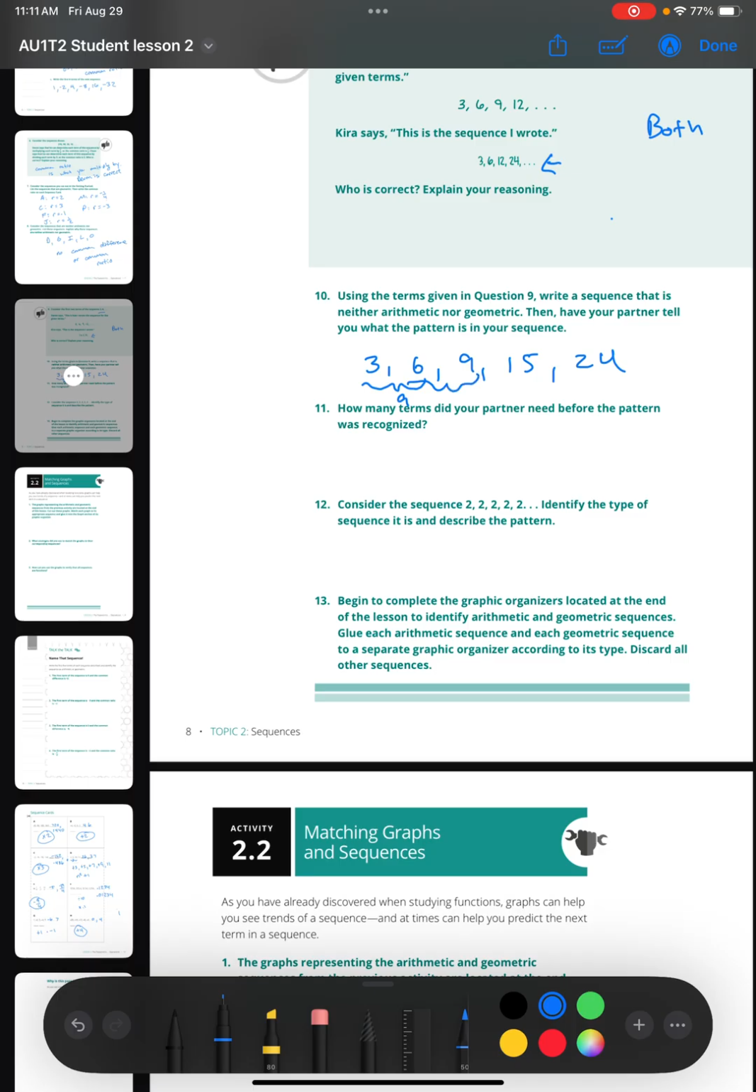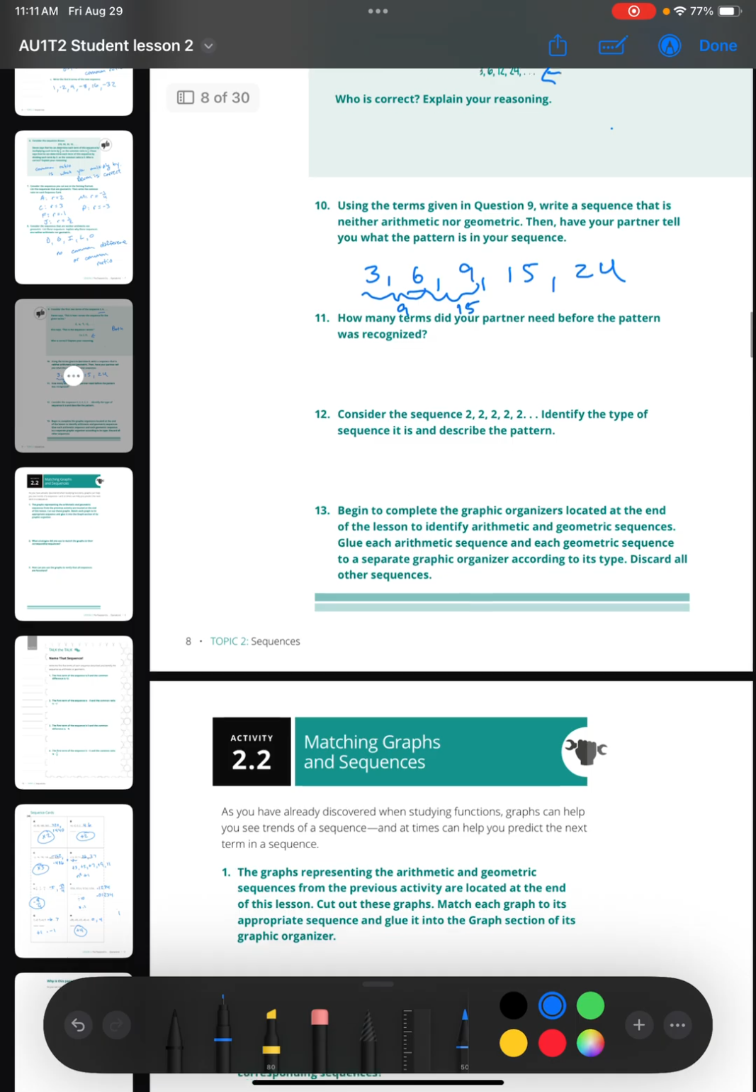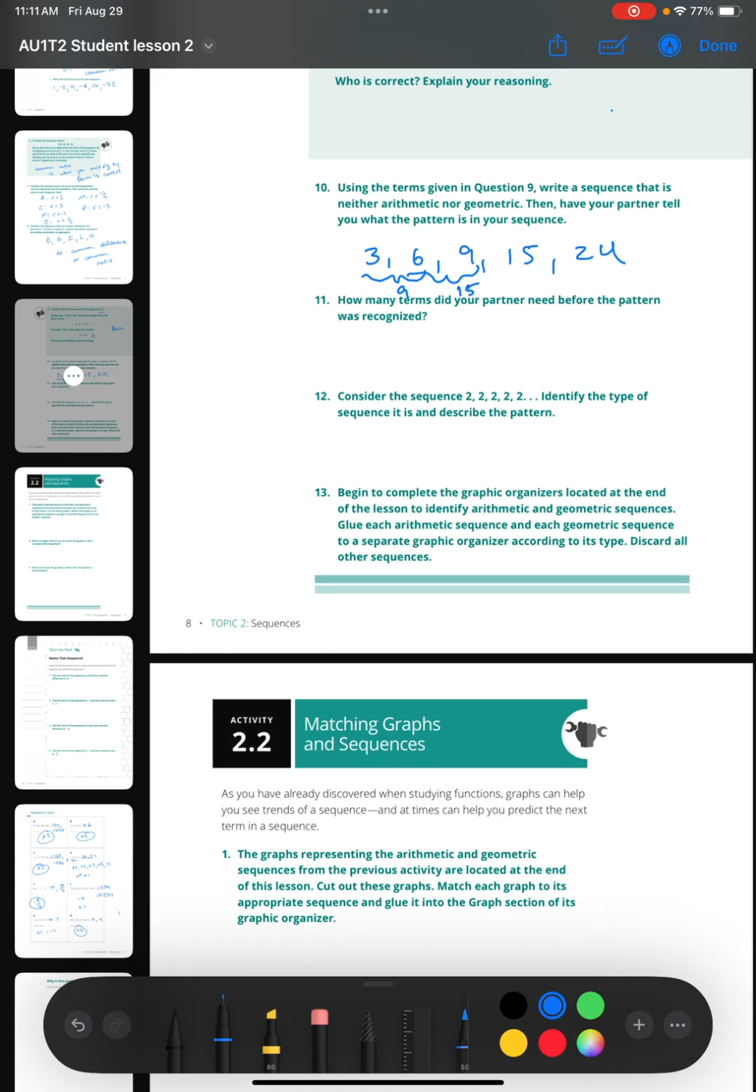6 plus 9 adds to be 15, and so on. So that would be an example that doesn't fit either category, arithmetic or geometric. Okay, how many terms did your partner need before the pattern was recognized? Again, that's up to you and your partner you're working with on this for you to discuss.